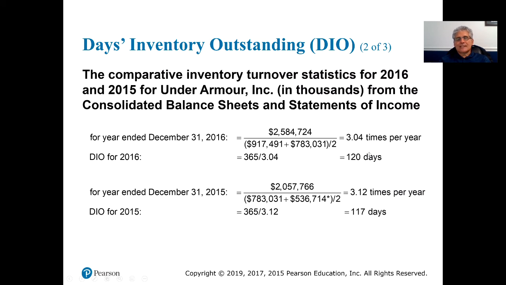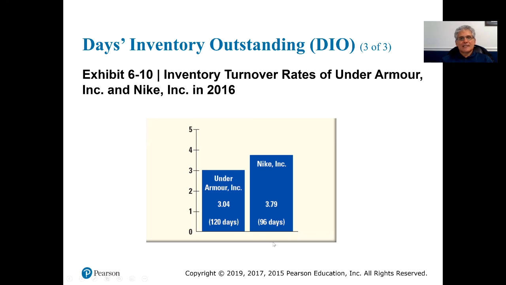So in this example here, they were at 120 days, just like we computed in 2016, but apparently they were at 117 days in 2015. So this shows not a good trend. They want to be a little bit faster. But let's take a look. Nike's days in inventory is 96 days. Under Armour is 120 days. Now, if I'm management, I wonder what's going on here, because Nike is selling their products faster than we are. Okay, so this tells me that we need to get better at it.